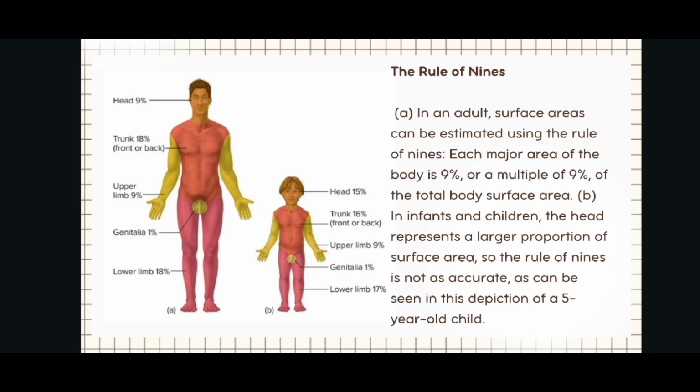However, in infants and young children, this rule isn't accurate. That's because the head is proportionally larger and the legs are smaller compared to an adult's body. For example, in a 5-year-old child, the head takes up a bigger percentage of the total surface.